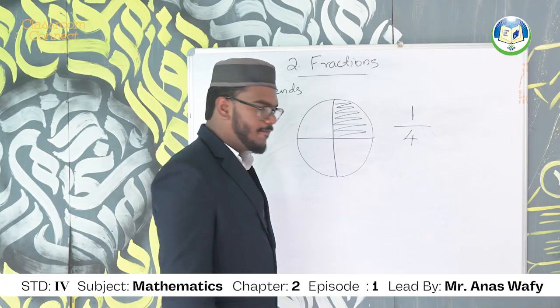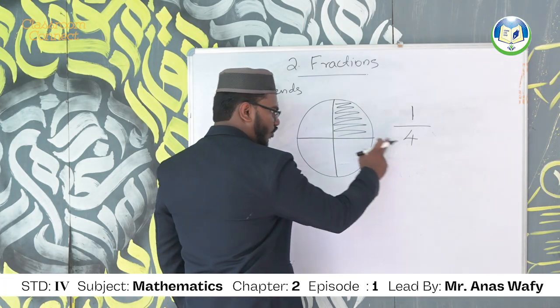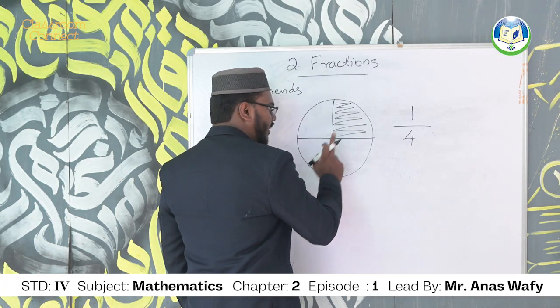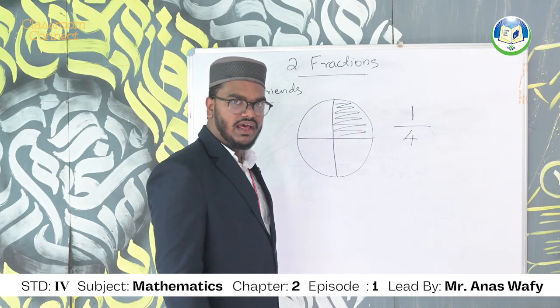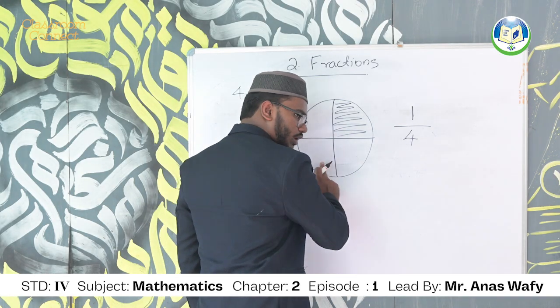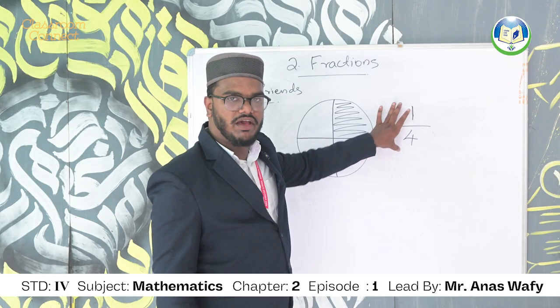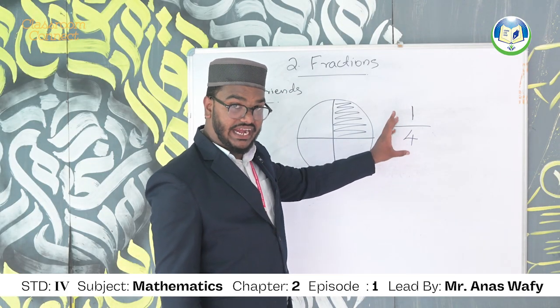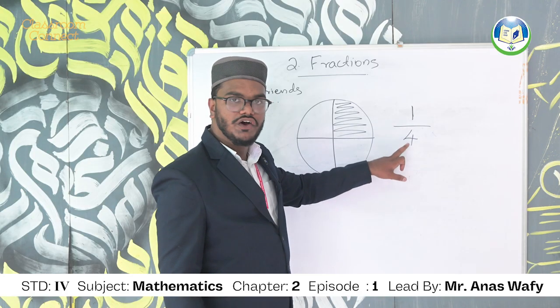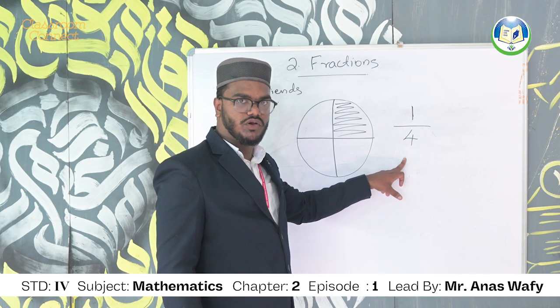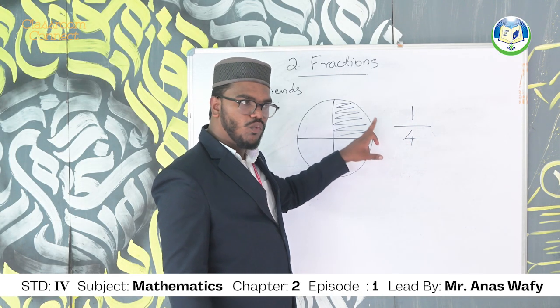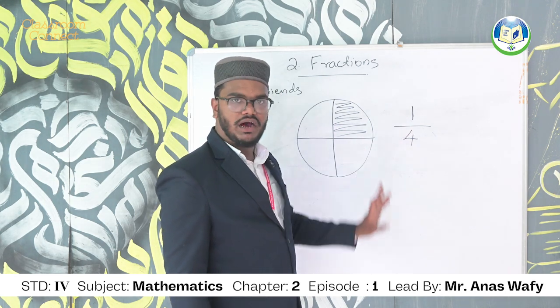How can we say that? Here total there are four parts. In those four equal parts, one part is being shaded, so it can be written as 1 by 4. How can we read it? 1 by 4. So 1 by 4 means in four parts, one part.